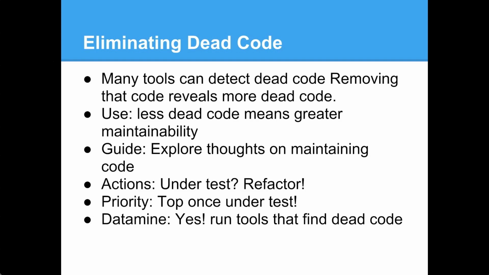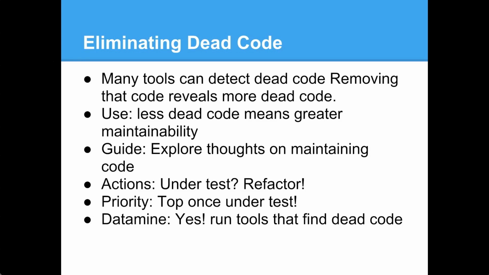Eliminating dead code is also a primary metric. Many tools can detect dead code, and once you remove dead code, it is typical to find more dead code. Dead code is denoted by private methods that are not accessed or private variables that are not accessed. This typically makes it just harder to maintain the code. So the usefulness of this metric is less dead code means greater maintainability.